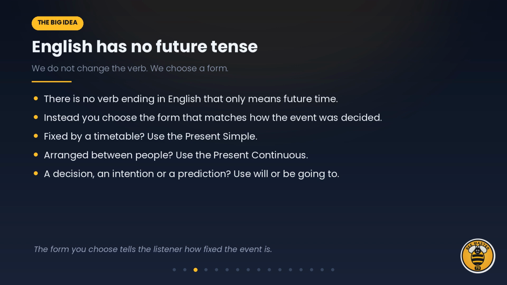If a timetable fixed it, use the present simple. If people arranged it, use the present continuous. If it is a decision, an intention, or a prediction, that is where will and be going to come in. So the question to ask yourself is always the same. Who decided this, and how fixed is it?